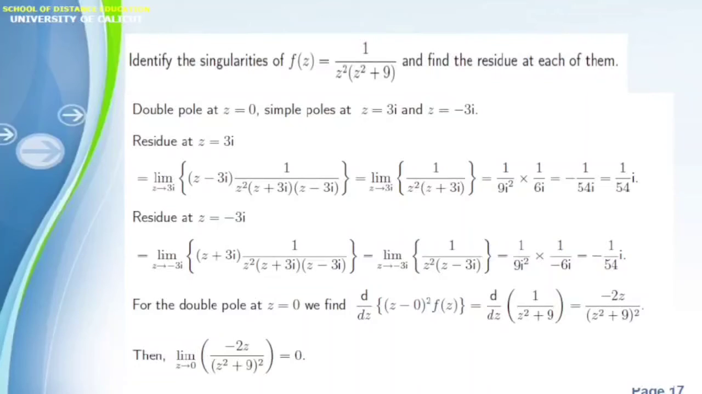So for z equal to 3i, the residue of the function at z equal to 3i is limit z tends to 3i of z minus 3i into f of z. That is 1 by 54i. And the residue at z equal to minus 3i is minus 1 by 54i. And for the residue at z equal to 0, since 0 is a double pole, a pole of order 2, we use this formula and its residue will be 0.